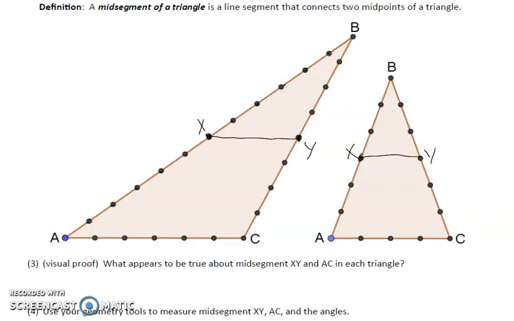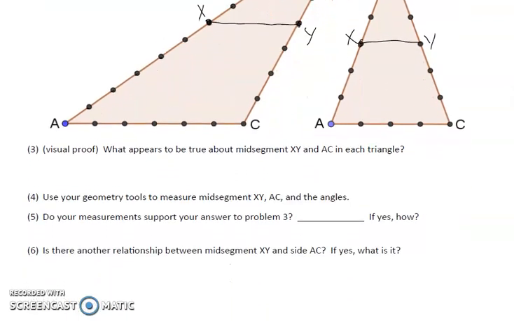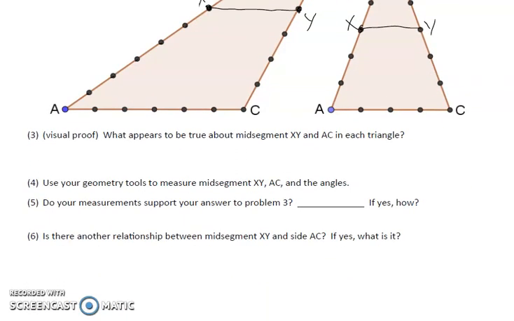It's asking you to look at the visual: what appears to be true about line segment XY as it compares to AC in both cases. And then it asks you to use your geometry tools. You can use patty paper, a ruler, or protractors to try to figure out what's happening. And did your measurements actually support it? So is there a relationship between the segments? Hopefully you found a couple of things. If you've not done this, it's probably a good time to turn the video off and do those measurements.